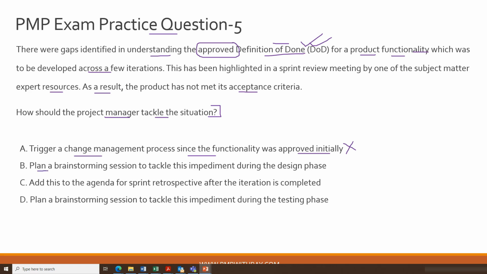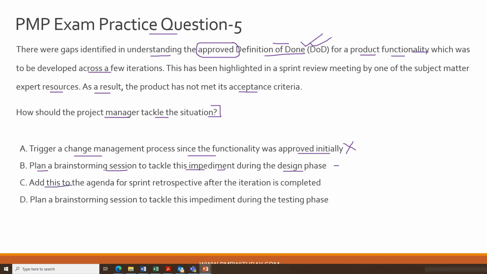Next, plan a brainstorming session to tackle this impediment during the design phase. Now that's also a sensible option. I can hold this for now because essentially it's talking about problem solving. You have an impediment and you are trying to tackle it in the design phase, which is fairly early in a project. Let's look at option C.